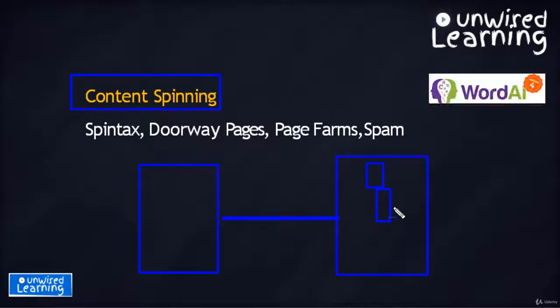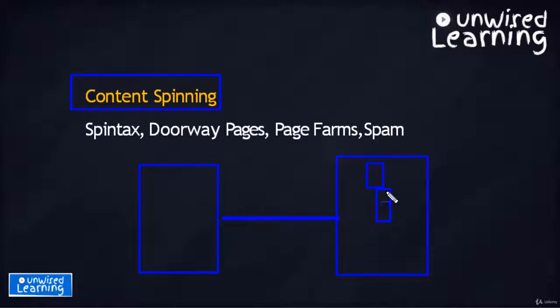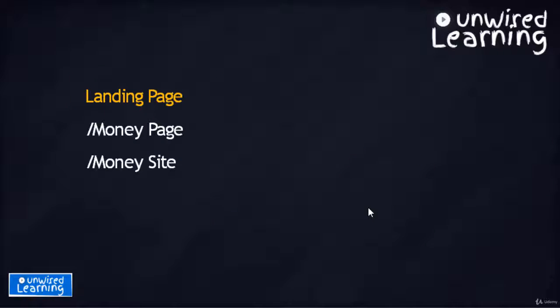There is a content spinner named World AI that is quite good. They actually use synonyms, artificial intelligence and machine learning to write a whole article based on the previous article or previous keyword.